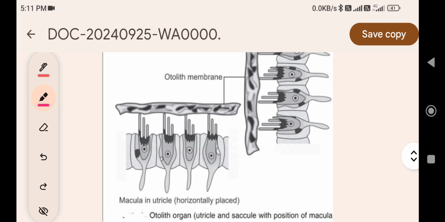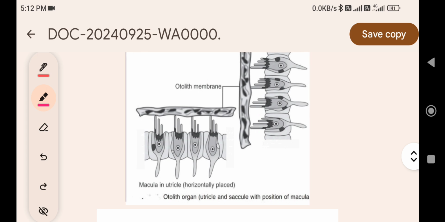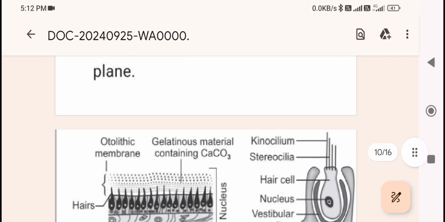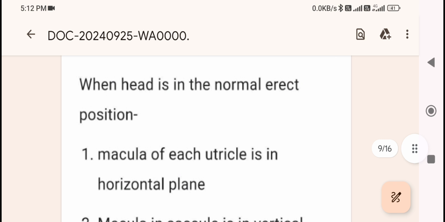This type of arrangement is there in the macula, and the macula of the utricle and saccule have different plane arrangements. In the utricle, the macula is arranged in the horizontal plane, and in the saccule the macula is arranged in the vertical plane. When our head is in the normal erect position, the macula of each utricle is in the horizontal plane and the macula of each saccule is in the vertical plane.